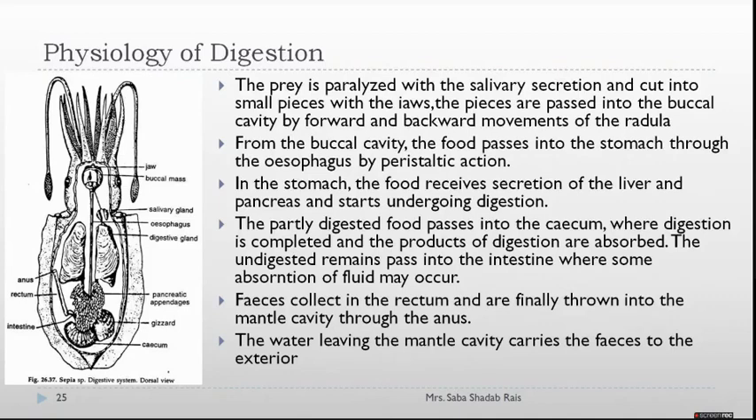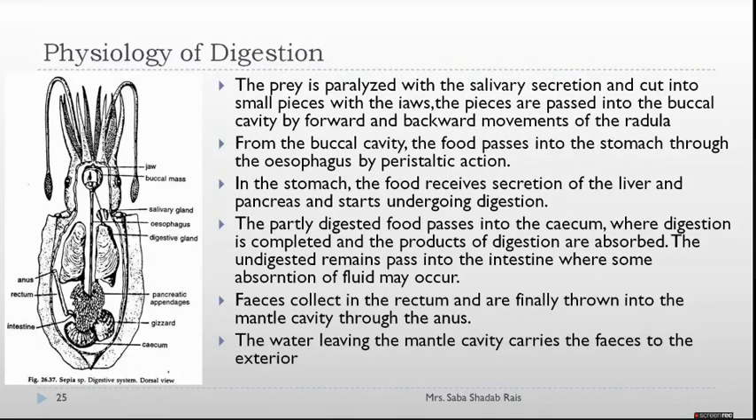So in the intestine, the fluid digestion as well as the absorption of the fluid will occur, and thereafter whatever cannot be further digested will be sent forward to the rectum region, and this rectum continues into the anus, and this anus will throw whatever fecal material is there outside the alimentary canal.